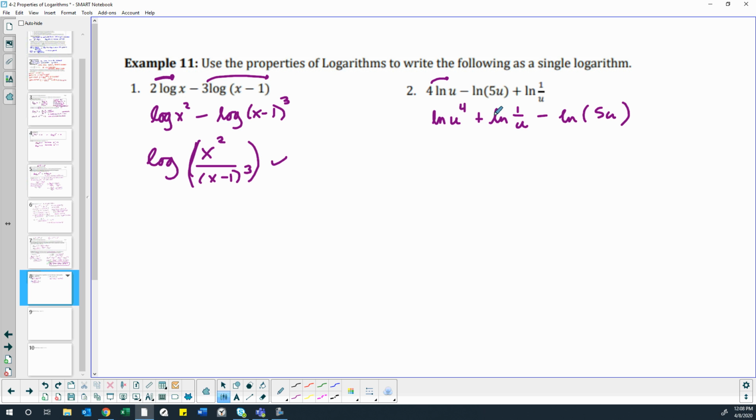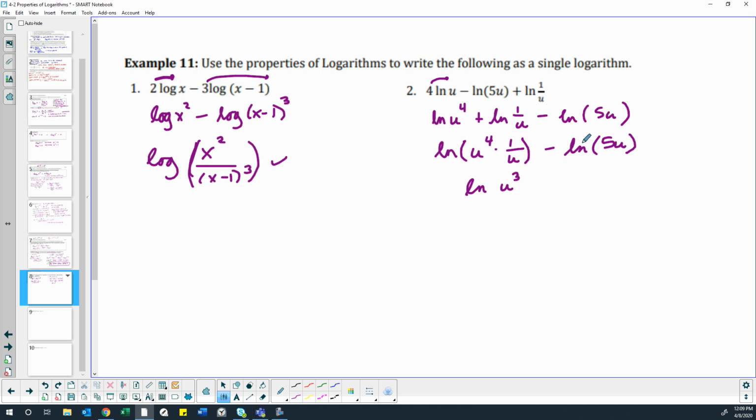This one's going to have some interesting simplifying to do. So let's go ahead. Adding means multiply. Let's do natural log of u to the 4th. That doesn't look like a 4, it looks like a 9. u to the 4th times 1 over u. I'm actually just going to leave this part separate for now, just so I can focus on simplifying this really fast. So u to the 4th times 1 over u, isn't that u to the 4th divided by u? So that changes that to natural log of u to the 3rd.